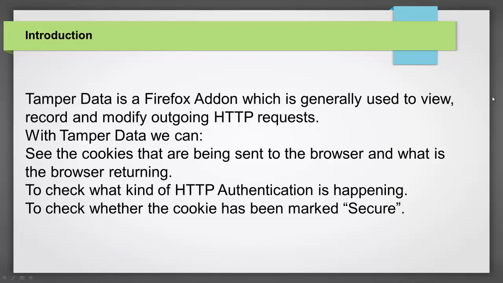So, the introduction. Tamper Data is a Firefox add-on which is generally used to view, record and modify outgoing HTTP requests. With Tamper Data we can see the cookies that are being sent to the browser and what the browser is returning. It is also used to check what kind of HTTP authentication is happening, and whether the cookie has been marked secure or not.